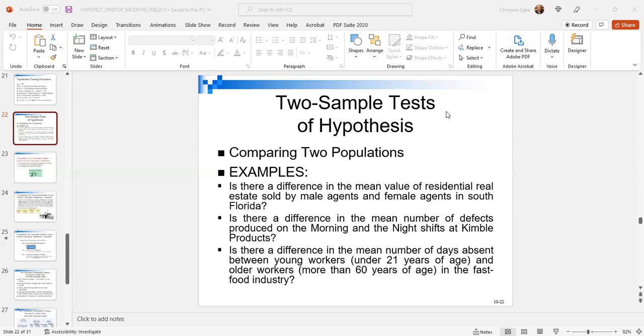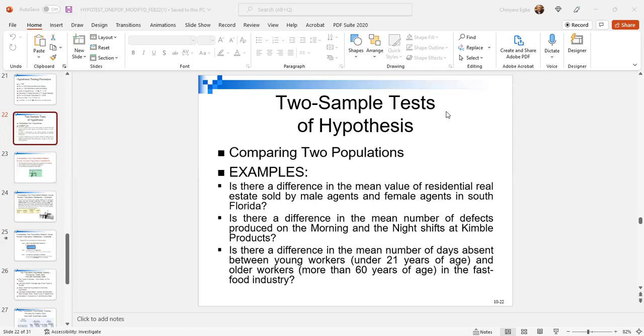And so in statistics, in hypothesis testing and inferential statistics, we are saying that's hypothesis testing for two populations. And I share some examples here. Is there a difference in the mean value of residential real estate sold by male agents compared to female agents in South Florida? That's two populations there. The gender of the real estate agents.